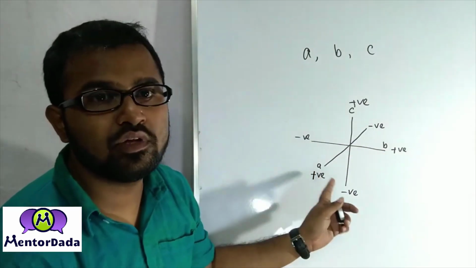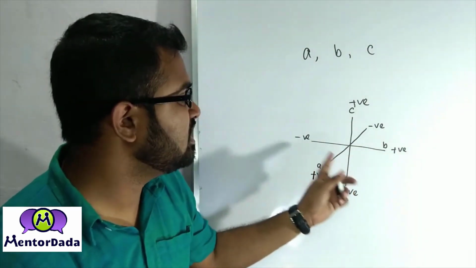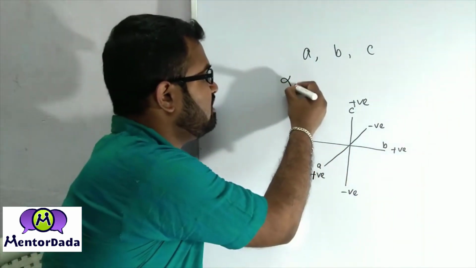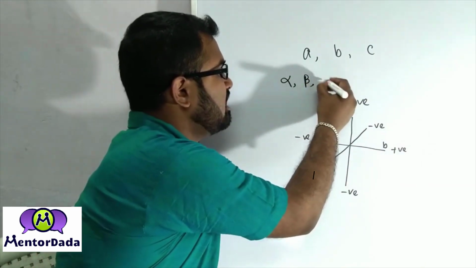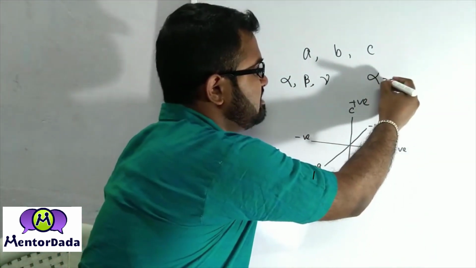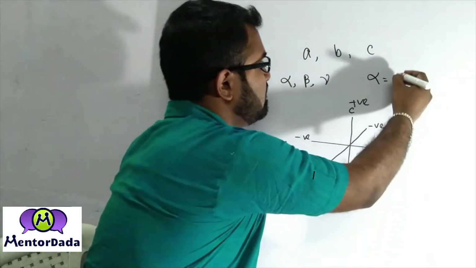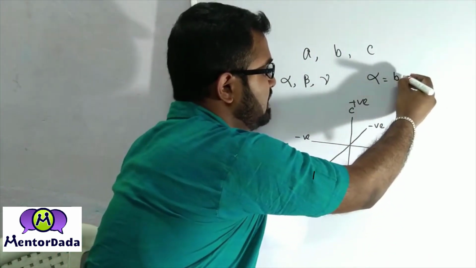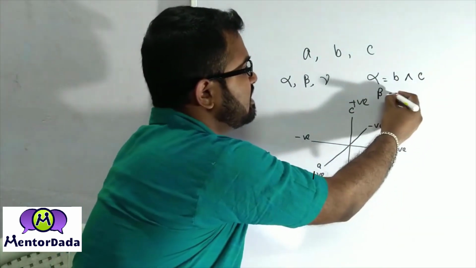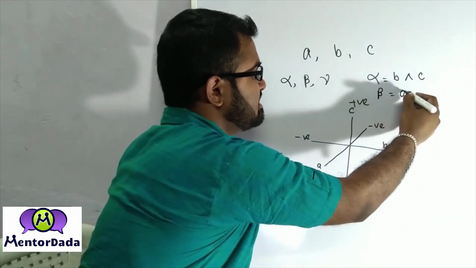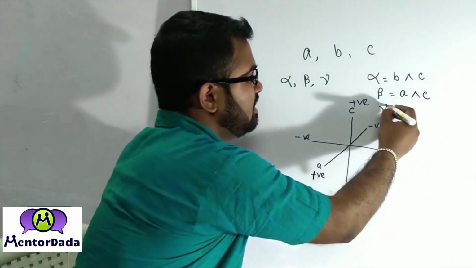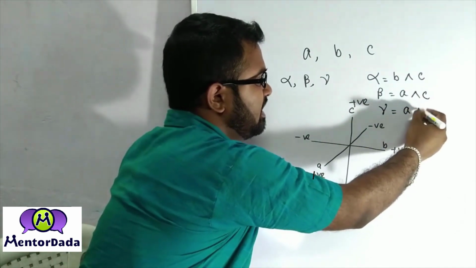The angle between the positive ends of these three axes can be termed as alpha angle, beta angle and gamma angle. Here alpha is the angle between crystallographic axes B and C. Beta is the angle between crystallographic axes A and C, and gamma is the angle between A and B.